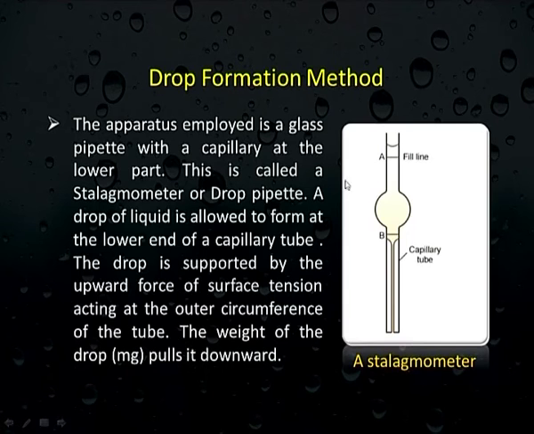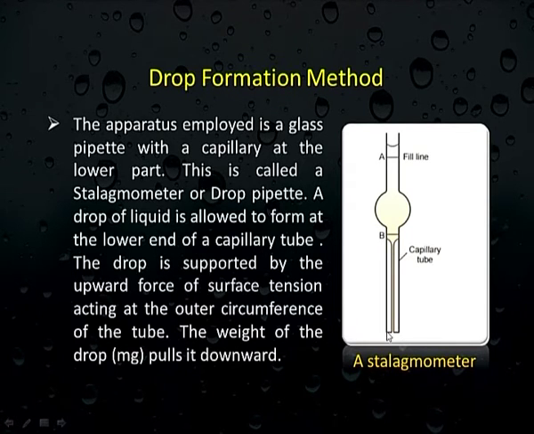Now, coming to the experimental part for the determination of surface tension of any liquid. Drop formation method has been very common for the experimental determination. For this purpose, we use this apparatus which is known as stalagmometer. This is basically a glass pipette with a capillary at the lower part. We can see here this lower part is having a fine capillary inside it. This is also called drop pipette. A drop of liquid is allowed to form at the lower end of the capillary tube here.